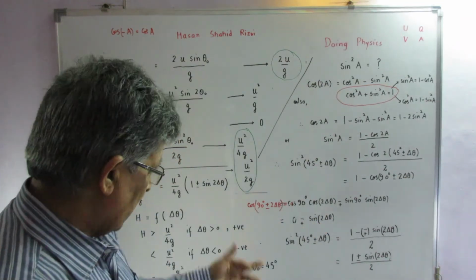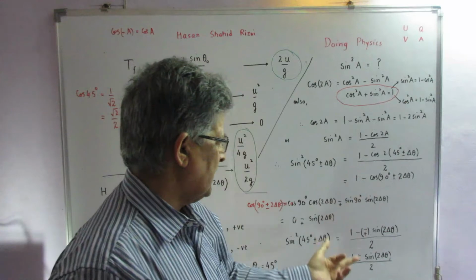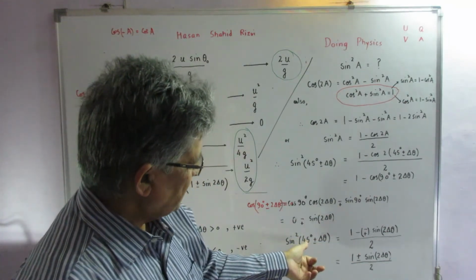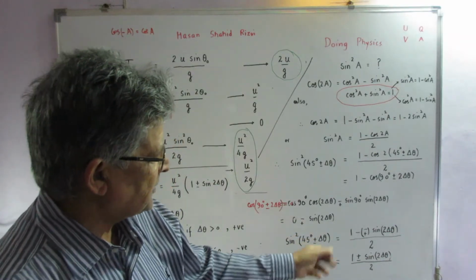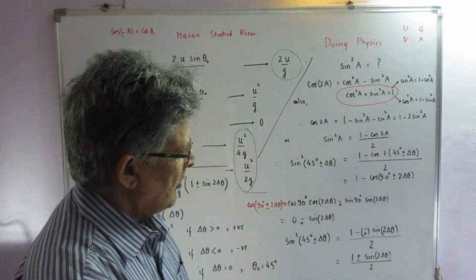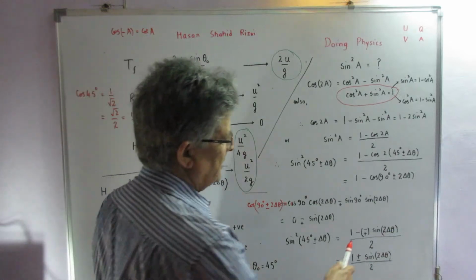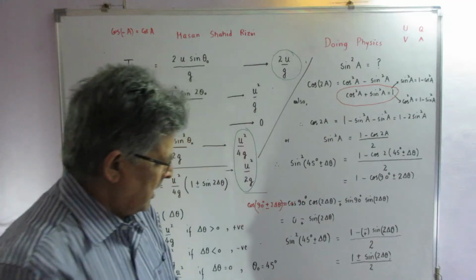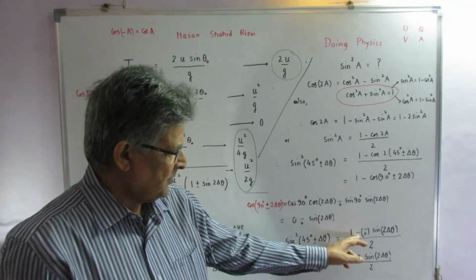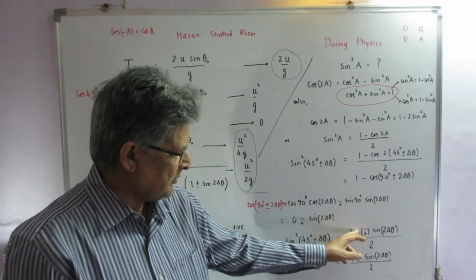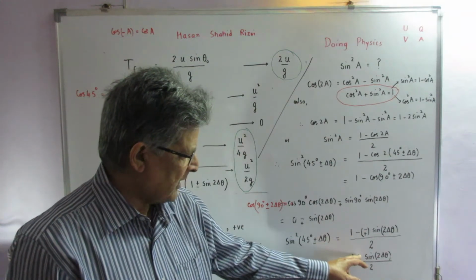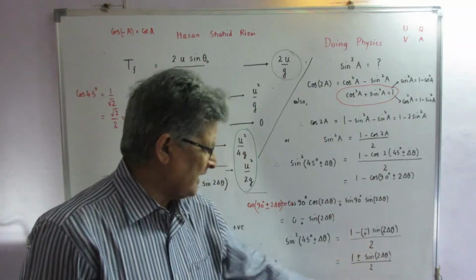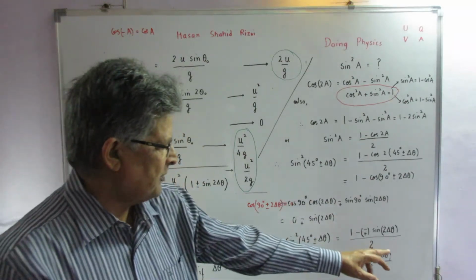So I can write this equation, substituting here, as sine square of 45 degrees plus minus delta theta is equal to 1 minus into minus plus sine of 2 delta theta, whole thing divided by 2. And so minus into minus is plus and minus into plus is minus. So I have the sign over here, plus and minus: 1 plus minus sine of 2 delta theta, whole thing divided by 2.